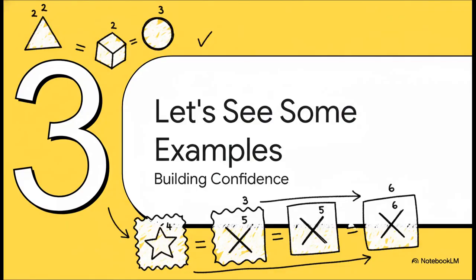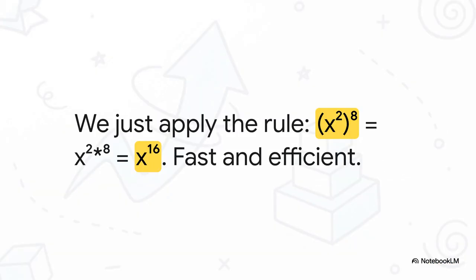All right, now that we know what the rule is and why it works, let's put it into action. We'll walk through a couple of examples together to really build up that confidence. Let's start with a really quick one. We've got x squared raised to the 8th power. We just use our rule, multiply the exponents. 2 times 8 is 16. So our answer is x to the 16th.